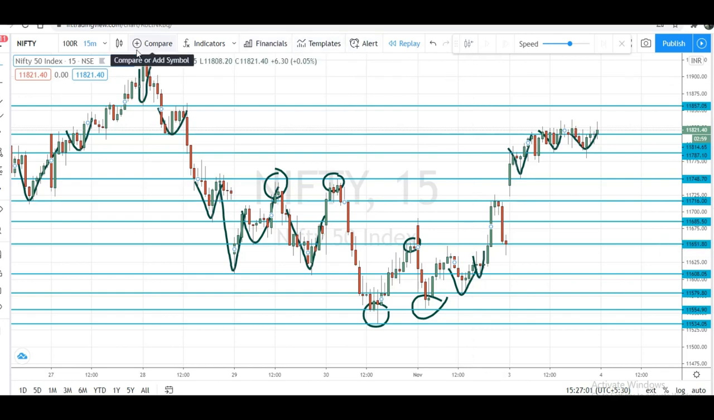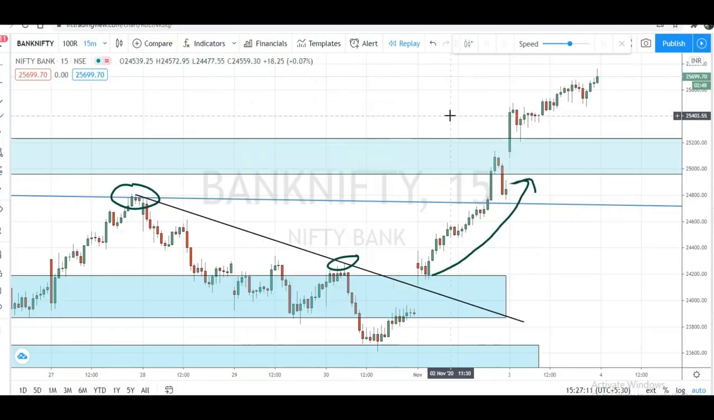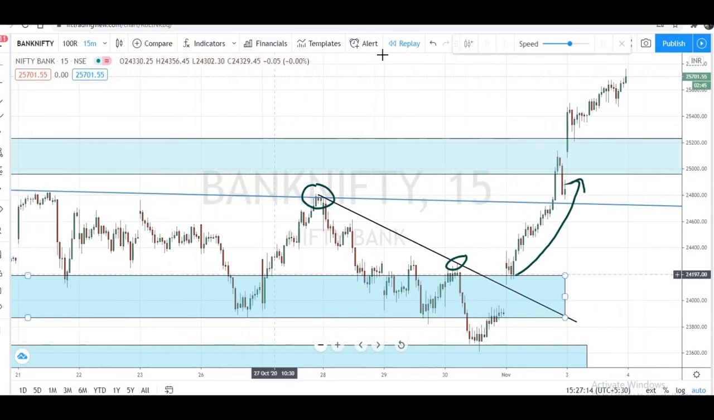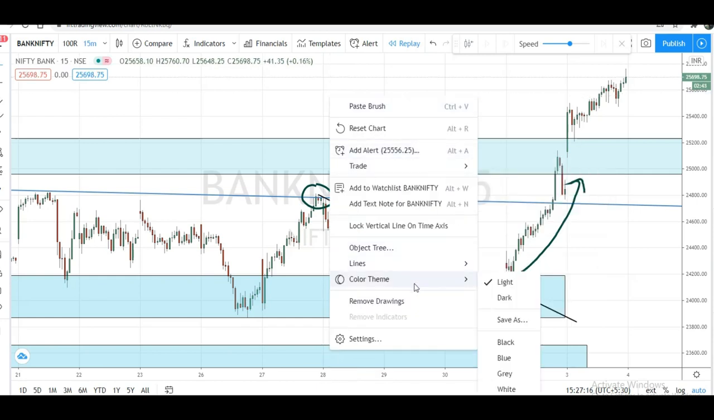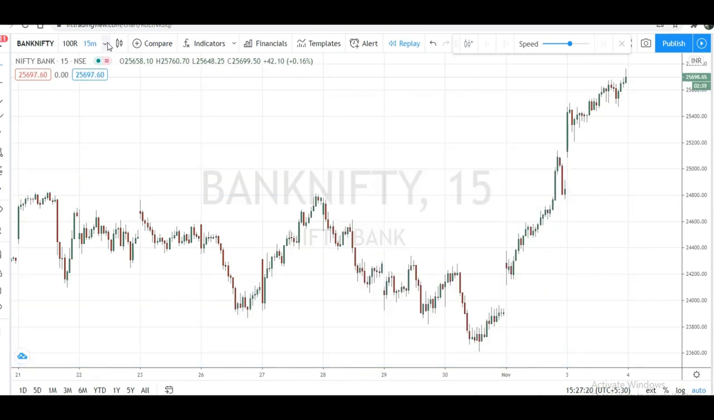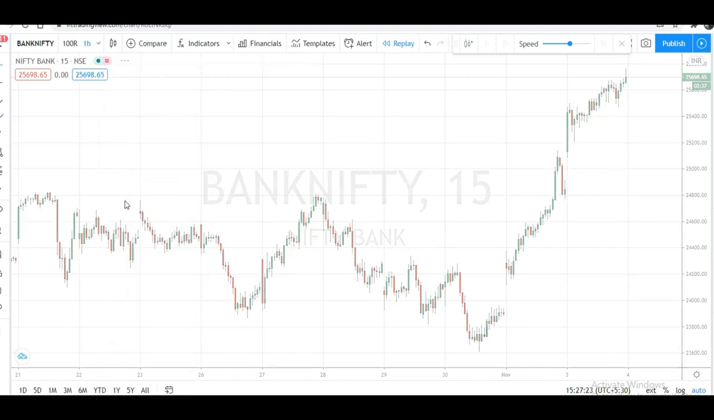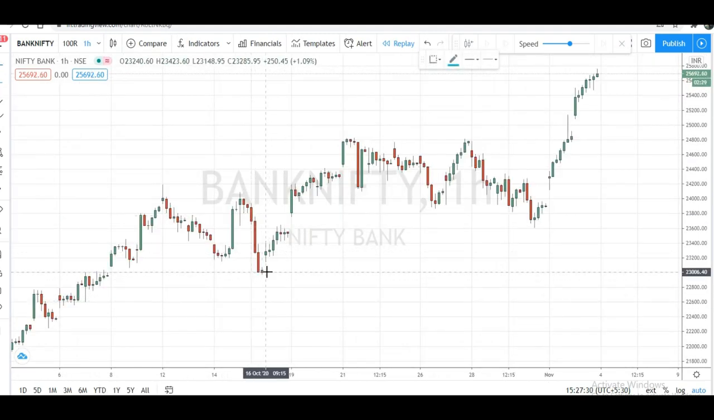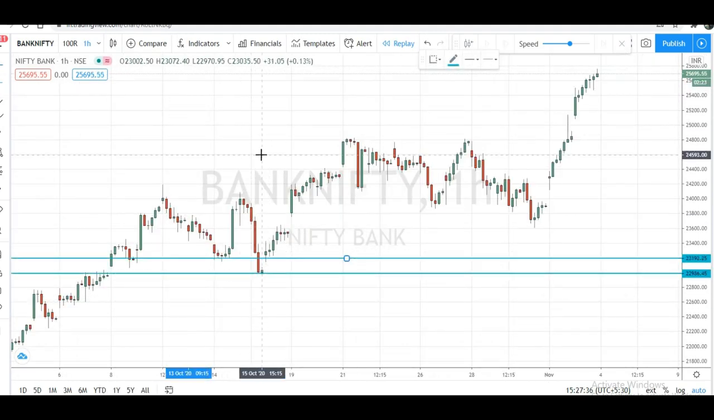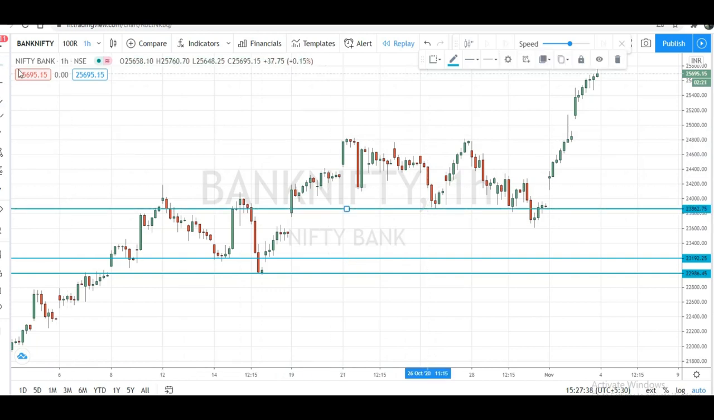Now let's go ahead and check out Bank Nifty chart as well. Okay, these all are zones I have drawn. I'll explain you about the zones as well in near future. In Bank Nifty, I'll go and check out in 1 hour chart. You can see some support here, some good support here. All the places from where the prices have reversed, I'm just marking that.